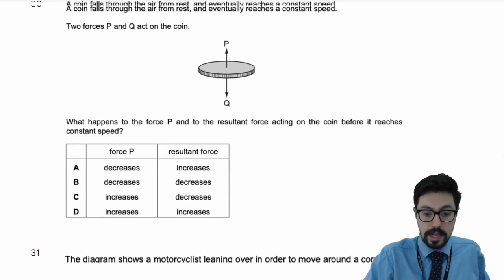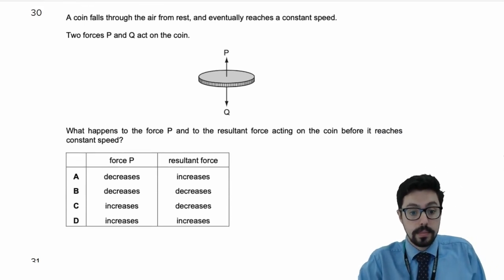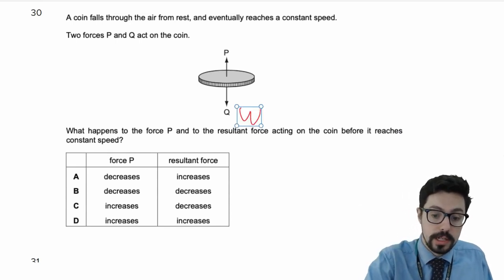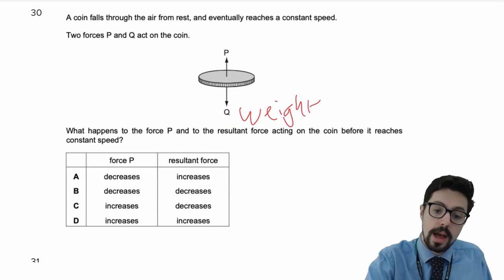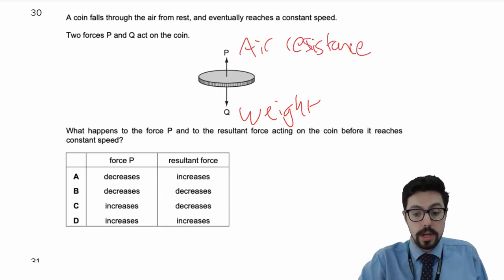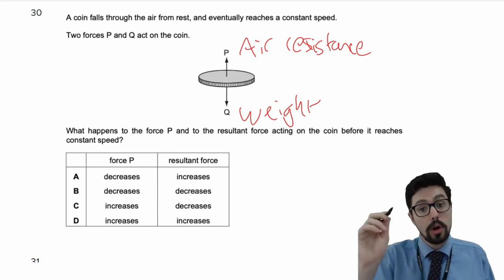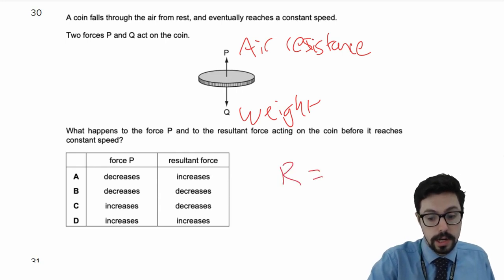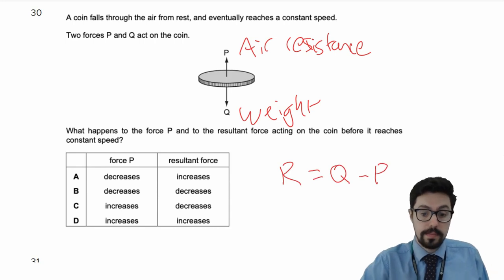Question number 30 is very similar to question number 29. Okay, so there's two forces acting on our coin as it falls. We've got Q, which is its weight, and we've got P, which is air resistance. Okay, so what happens to force P and the resultant force? Okay, so because P and Q are in opposite directions, the resultant force on our coin is going to be equal to Q minus P. Okay, Q is acting down, P is acting up.